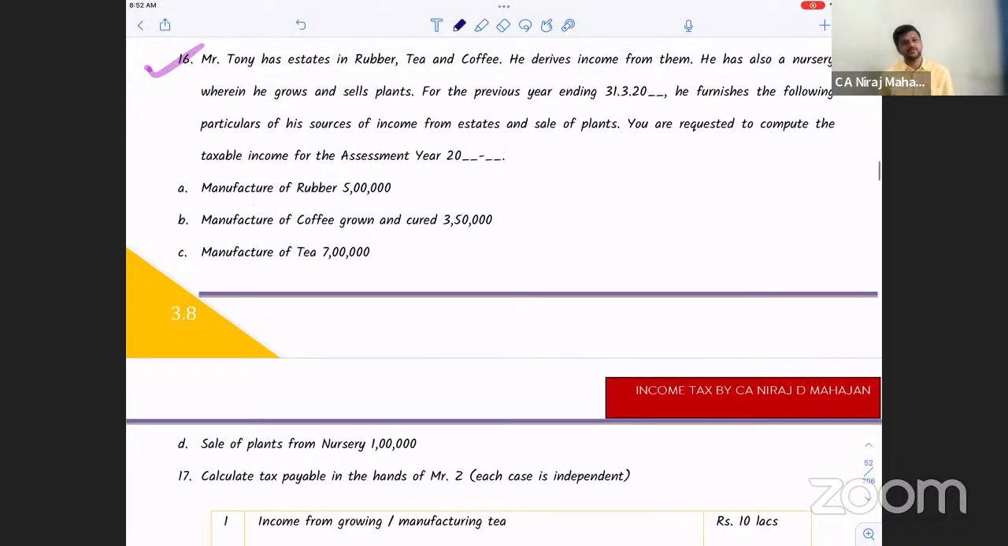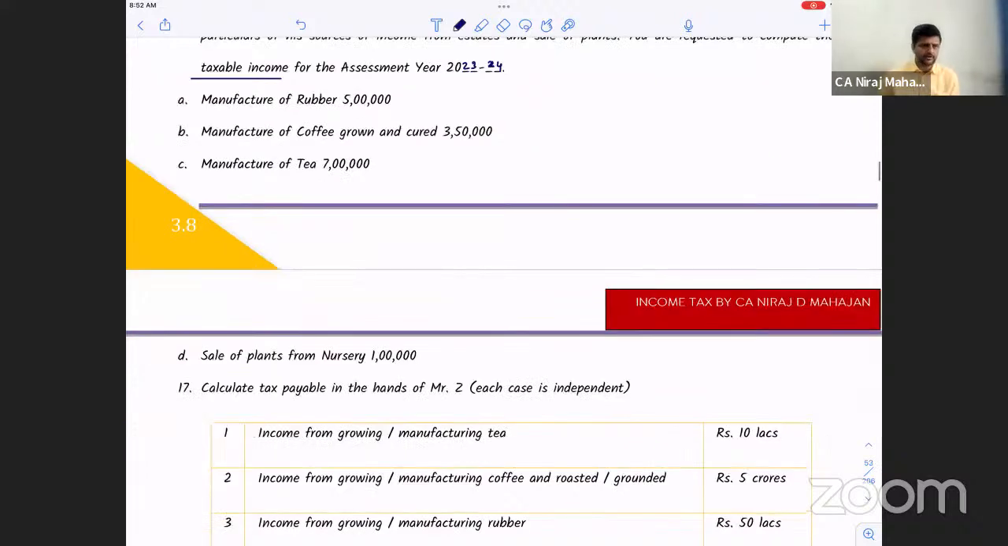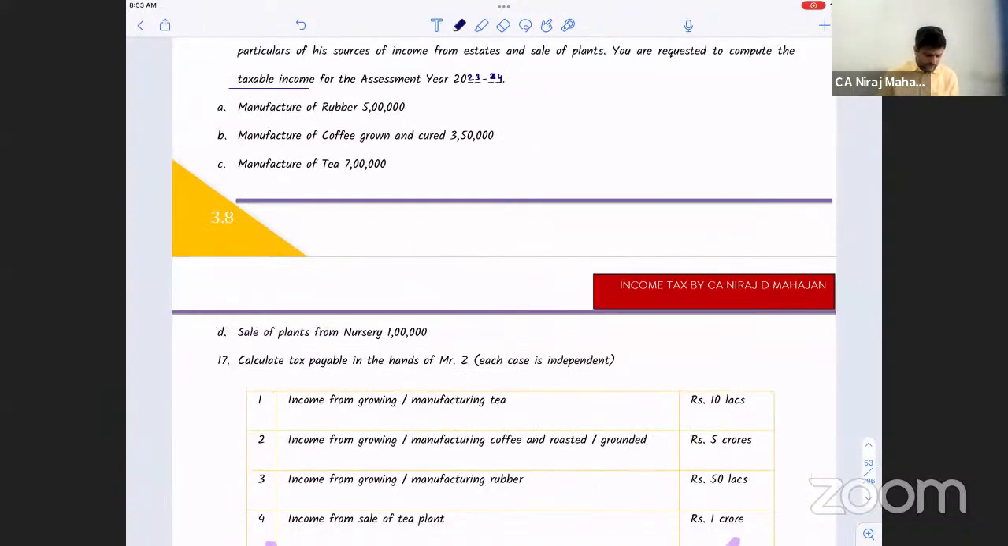Mr. Tony has estates. Estate means properties in rubber, tea, and coffee. He derives income from them by sale of rubber, tea, and coffee. He also has a nursery wherein he grows and sells plants. For the year ending 31/3/23, correct? We are in 22/23 now. He furnishes the following details of his sources of income from estates and sale of plants. You are requested to compute taxable income for AY 23-24. Could you be ready? Check. He's getting income from manufacture of rubber, manufacture of coffee grown and cured, manufacture of tea, and sale of plants from nursery.